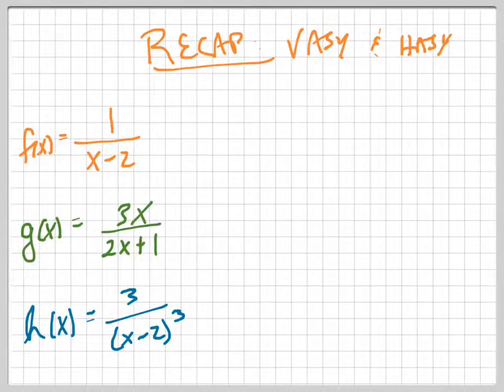Let's do a recap on VASYs and HASYs, vertical asymptotes and horizontal asymptotes. We won't talk about slant asymptotes in this video. Let's just talk first of all about vertical asymptotes.